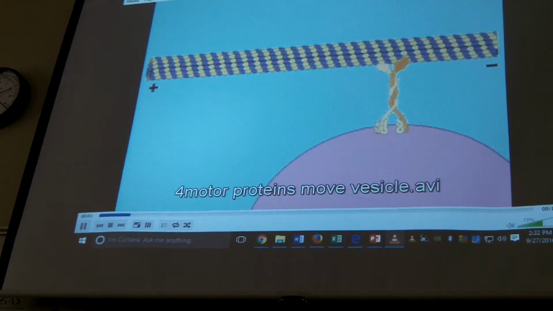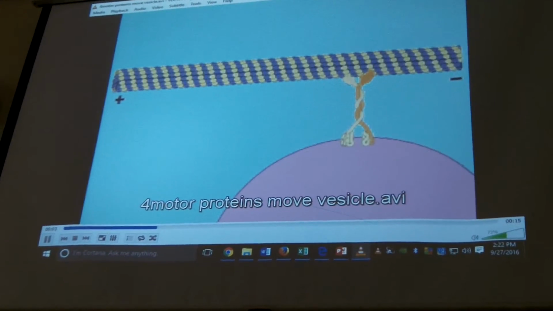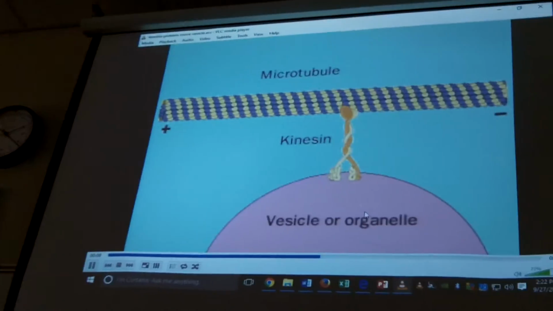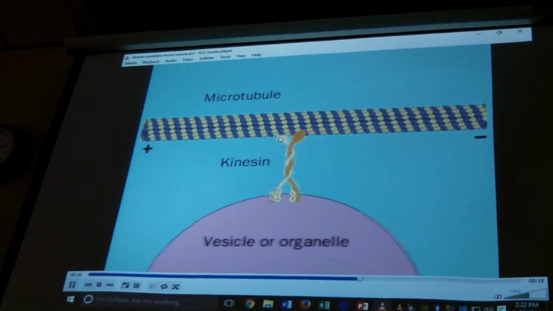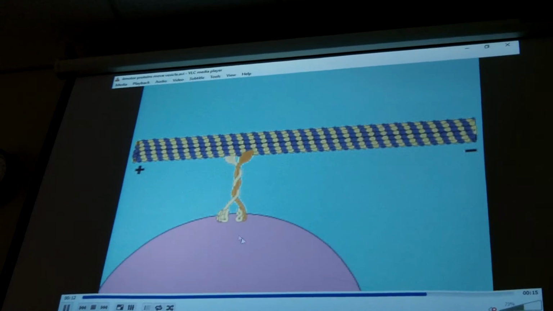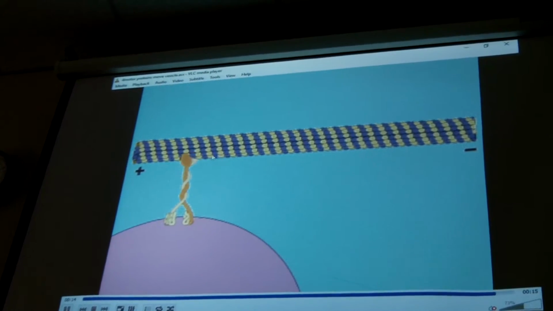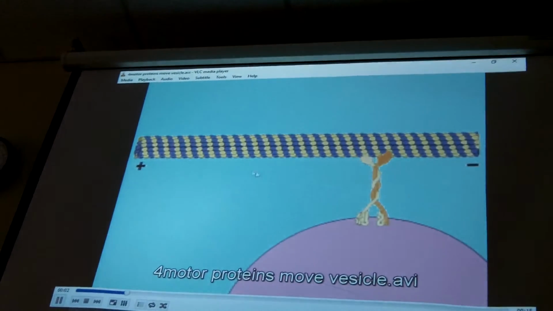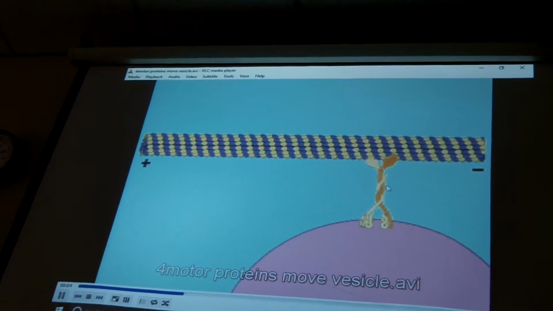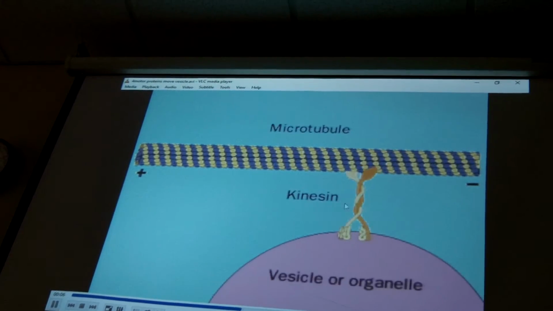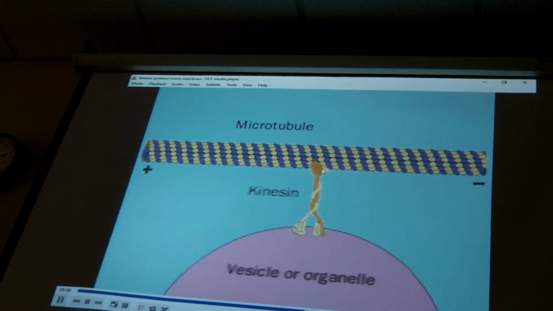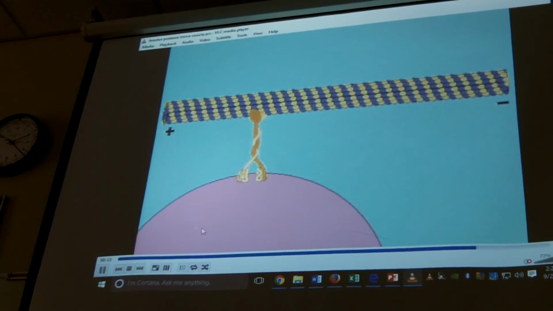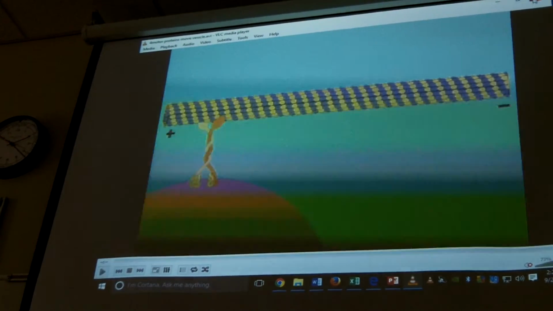Motor proteins cause movements of vesicles, organelles, and the cytoskeleton. Watch it here. Kinesin is a motor protein that moves vesicles and organelles. See how it moves along? And there's the vesicle, and there's the microtubule, and there's the motor protein. Let's do that again. Vesicle, motor protein, microtubule. See, this thing is moving. ATP is used to make that thing move back and forth, and it pulls the vesicle along.